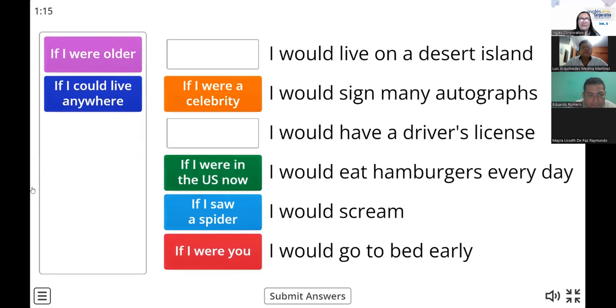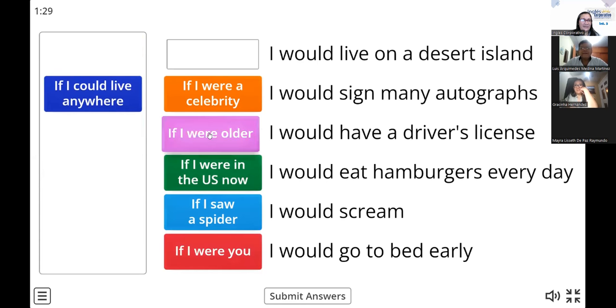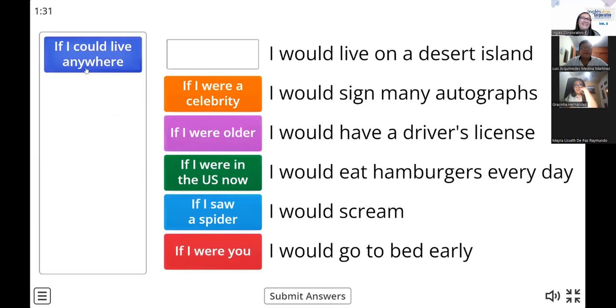If I were older, I would live on a desert island. Or I would have a driver's license. I think this one sounds better because of the other one. If I could live anywhere, right? I could be anywhere. I would live on a desert island.